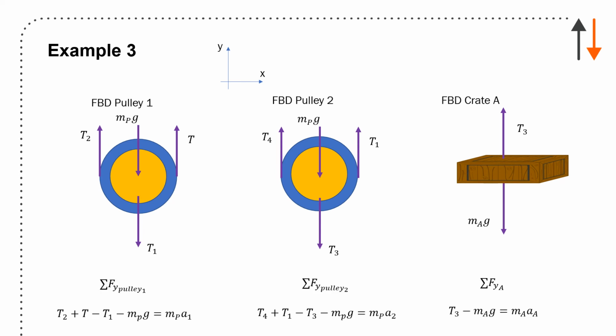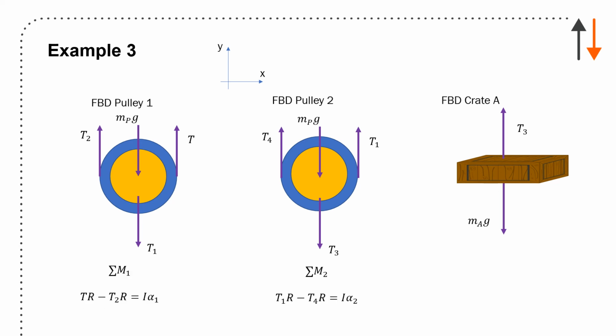And if I put all the numbers together and use the coordinate system I have there, T2 plus T minus T1 minus MPG equals MPA1. Do the same thing for all the other terms. T4 plus T1 minus T3 minus MPG equals MPA2. T3 minus MAG equals MA acceleration A. Great, no problem. So what happens next?